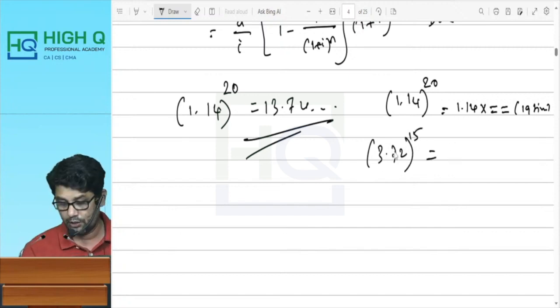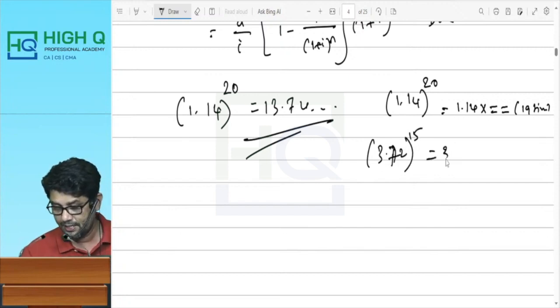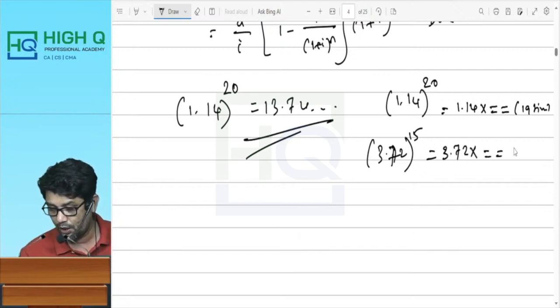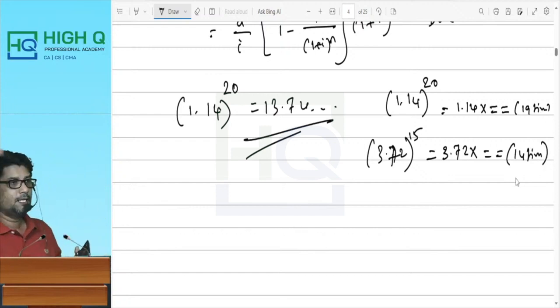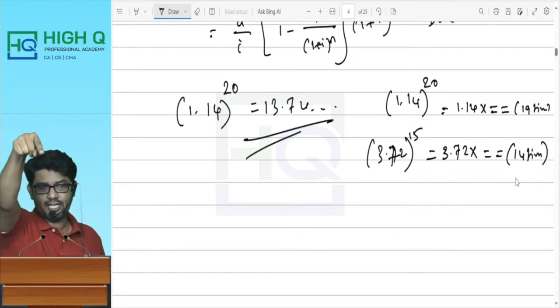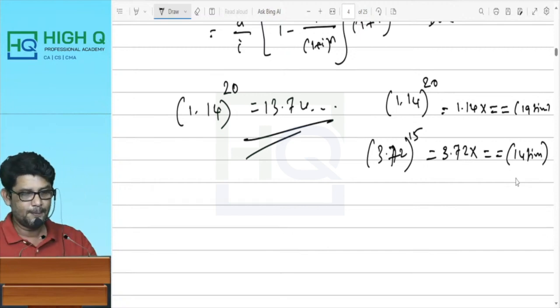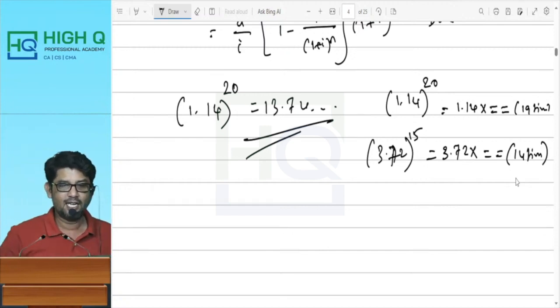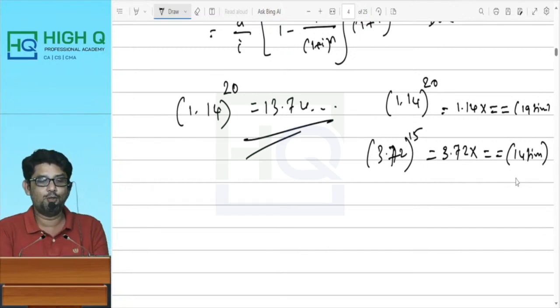For example, 3.72 whole power 15. Now what you will do? 3.72 multiplied by itself how many times, my dear? 14 times. Is that clear, all of you? Say yes or no. Can you please check what is 3.72 whole power 15?